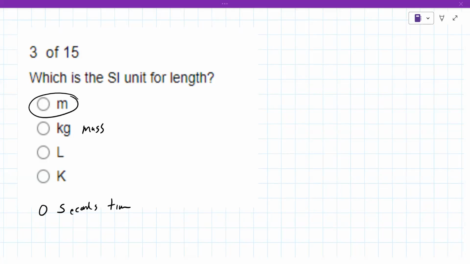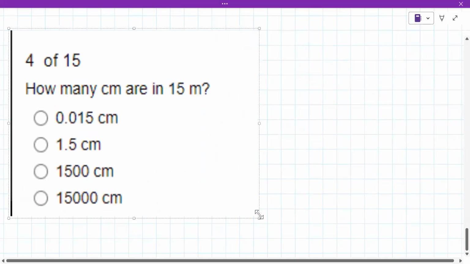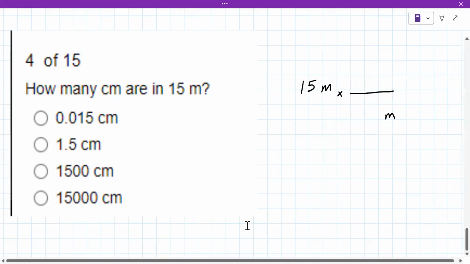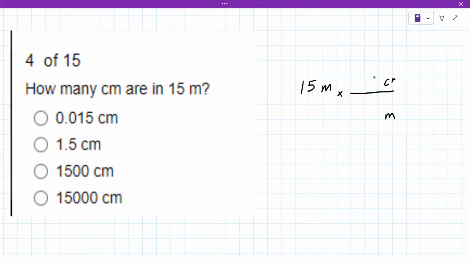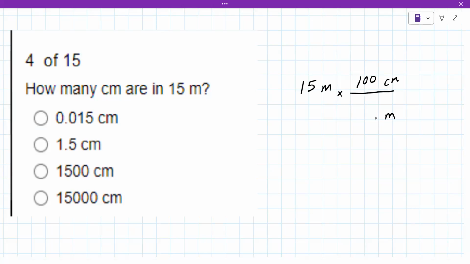How many centimeters are in 15 meters? You always start with the given quantity and write it up top, and then you always multiply by a fraction. You're going to do this a bunch more when you're doing molar masses and other types of calculations. What goes on the bottom is the same unit that's on the top. So how many centimeters are in a meter? There are 100 centimeters in one meter.